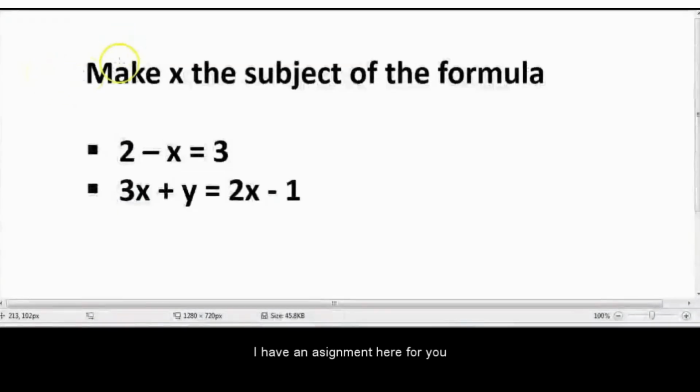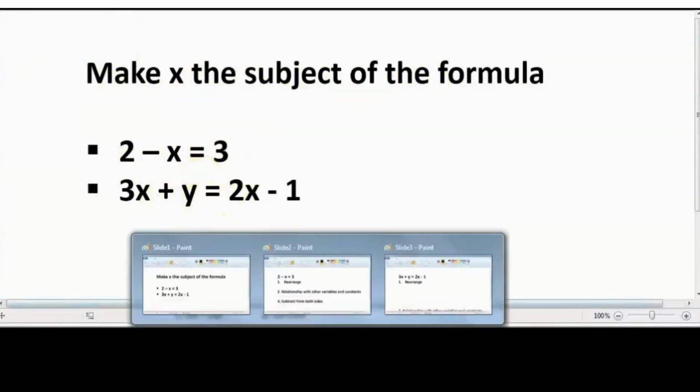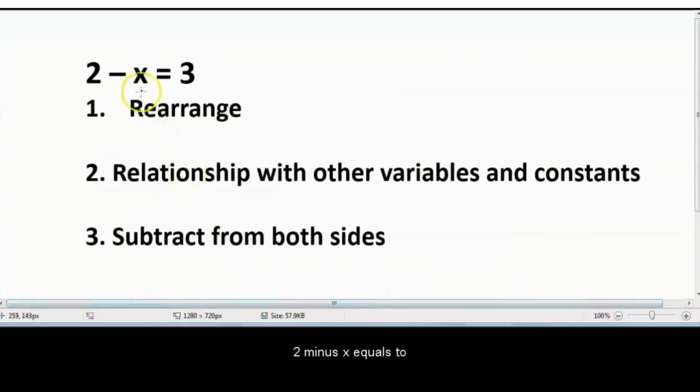I have an assignment here for you. Make x the subject of the formula. 2 minus x equals 3. 3x plus y equals 2x minus 1. We start with 2 minus x equals 3.